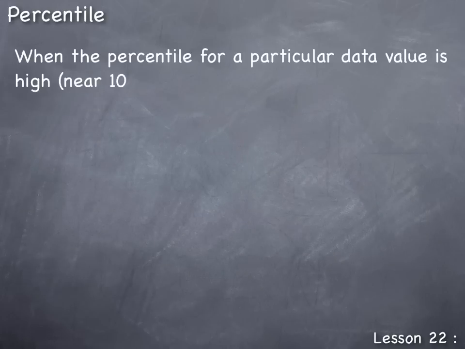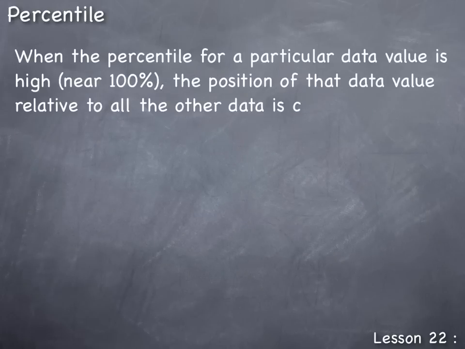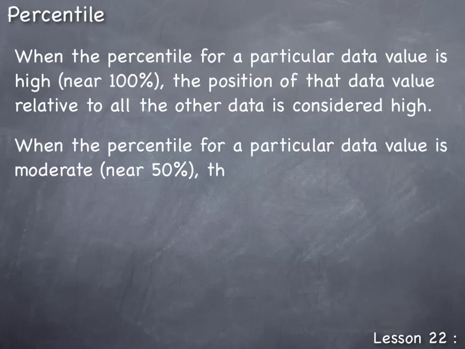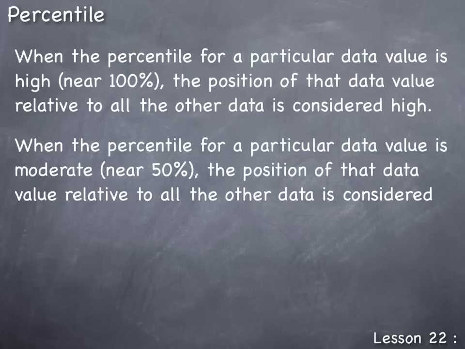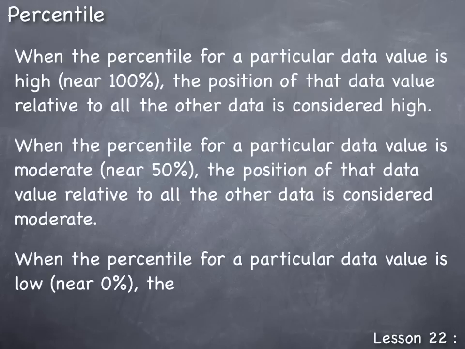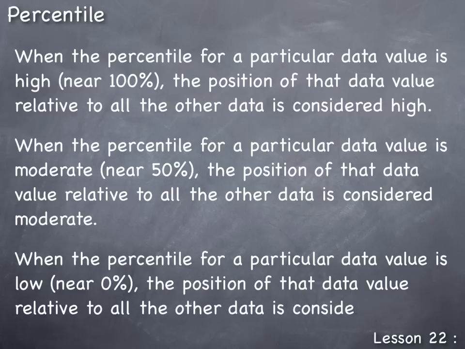When the percentile for a particular data value is high, that is, near 100%, the position of that data value relative to all the other data is considered high. When the percentile is moderate, near 50%, the position of that data value relative to all the other data is considered moderate. When the percentile is low, that is, near 0%, the position of that data value relative to all the other data is considered low.